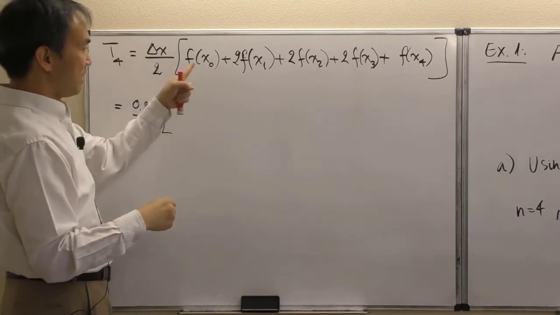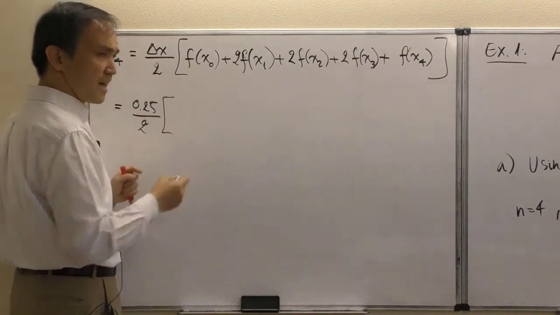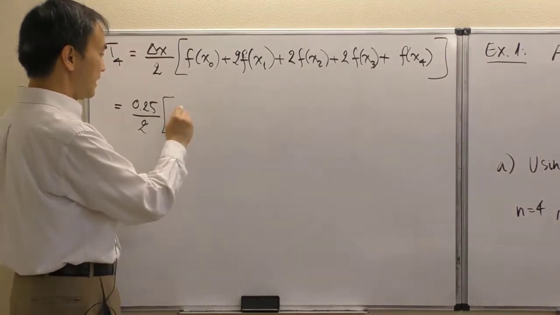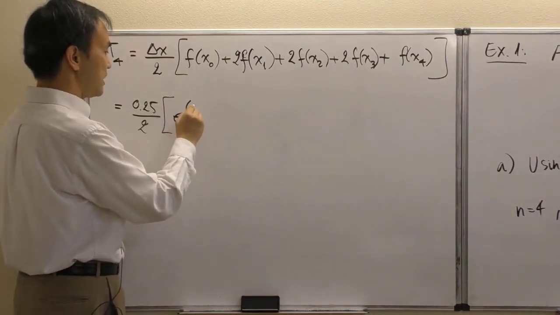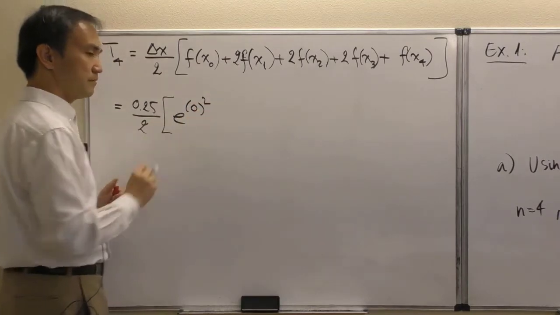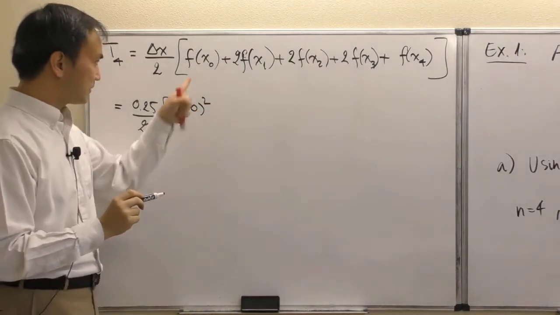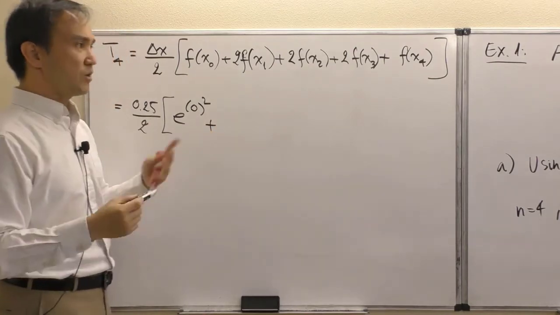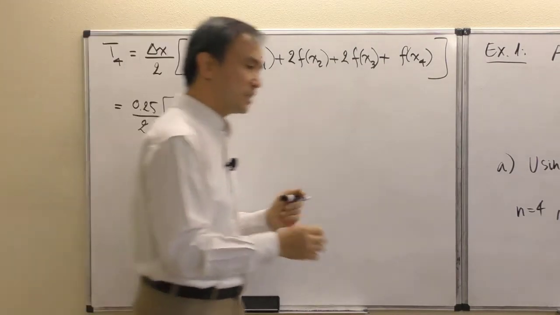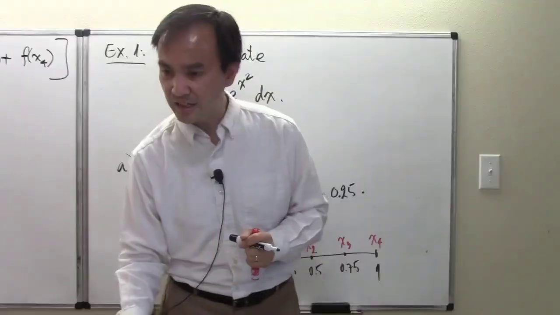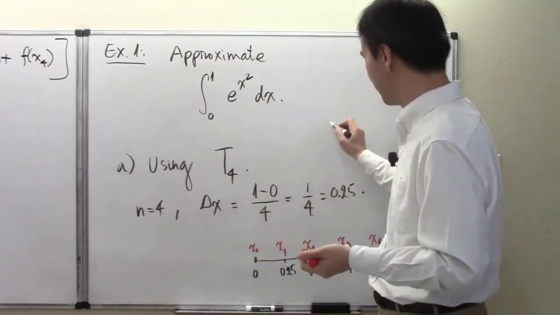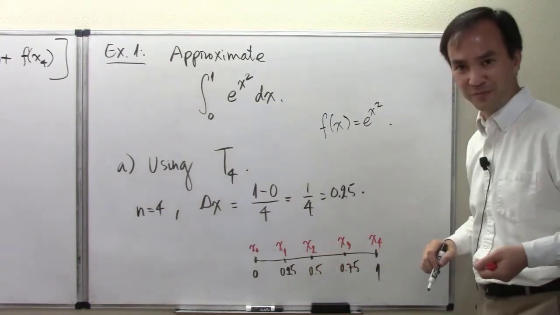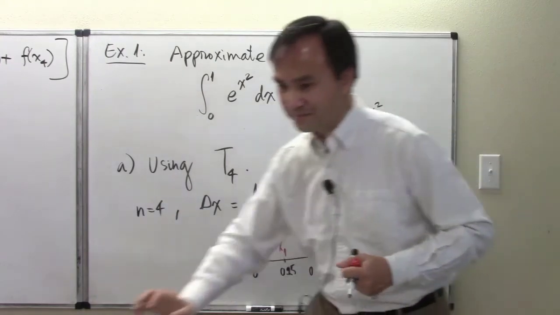All right, so now f of x0 means we're looking at, and x0 is 0, so it's e to the 0 square. That's f of x0, okay, plus, and by the way, yes, our function is f of x equals e to the x squared, in case I forgot to mention, and I did forget to mention. So f of x is e to the x squared, that's our function, okay.